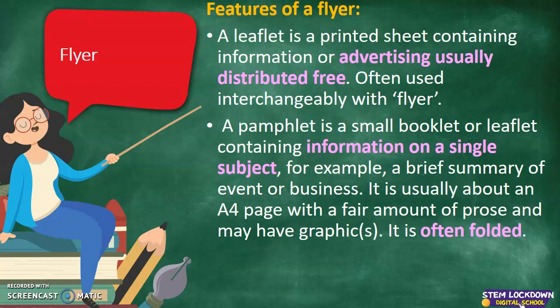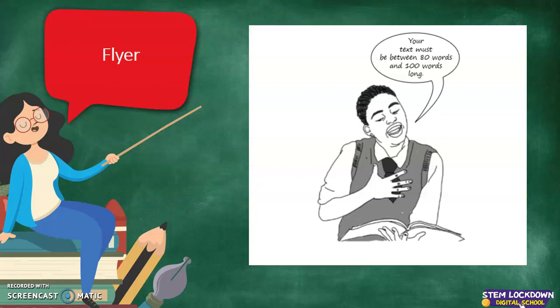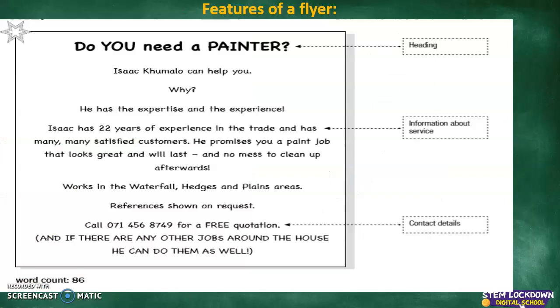A leaflet is a printed sheet containing information or advertising, usually distributed free, often used interchangeably with flyer. A pamphlet is a small booklet or leaflet containing information on a single subject, for example, a brief summary on an event or business. It is usually about an A4 page with a fair amount of prose and may have graphics. It is often folded. When you are writing a flyer, your text must be between 80 to 100 words long because you don't want to bore the people you are advertising to with a lot of words.